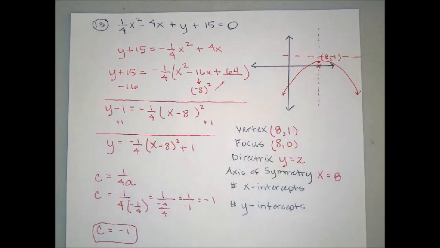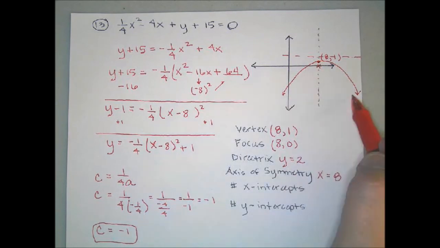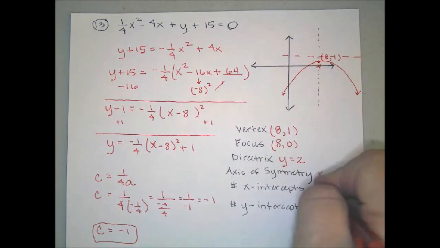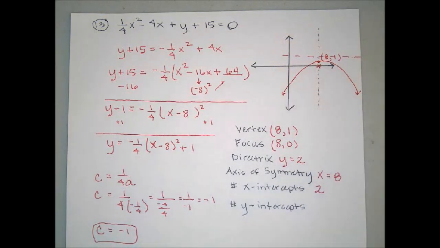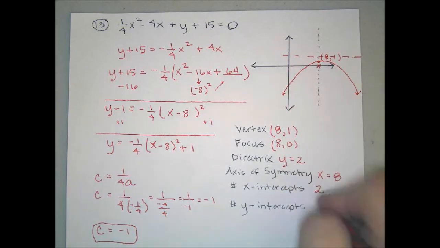Now, the number of x-intercepts. How many times does this parabola touch or cross the x-axis? Twice. How many times does it touch or cross the y-axis? Once. So there's problem 13.